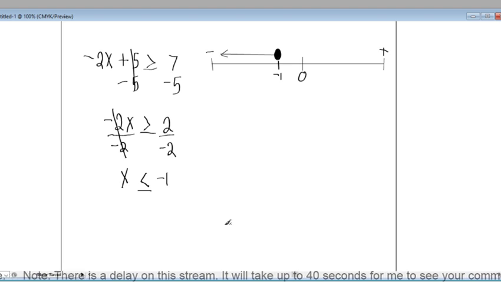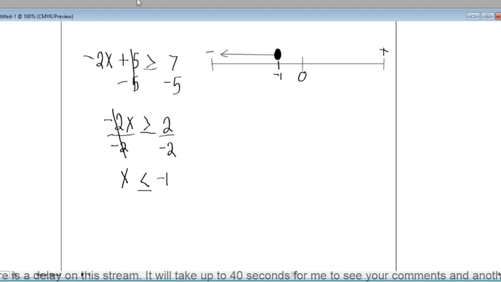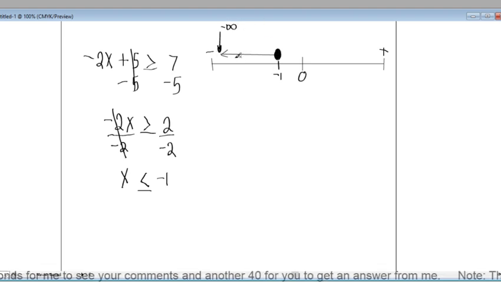Okay, so now that we've gotten our graph, we can go ahead and go for our interval notation. So my solution set starts here. That is negative infinity, because it just keeps going on and on and on. That's what that arrow shows. And so we read it left to right, starts at negative infinity, ends here at negative 1.